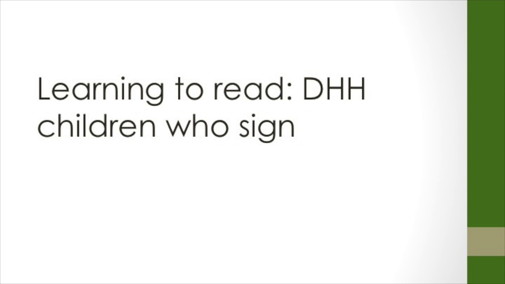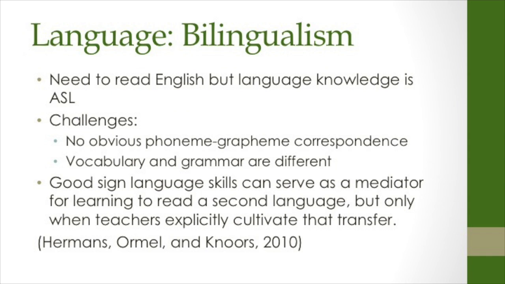Now let's turn to children who sign. And researchers really believe, and so do other people, that children who sign do not learn through the same processes as children who have functional hearing. That yes, the simple view of reading needs to be thought of as the framework for reading. Children need word recognition, they need language, but how those things interact and result in reading is different. Children who sign are in a situation of bilingualism. They need to read English, but their language is ASL. There are a lot of challenges here.